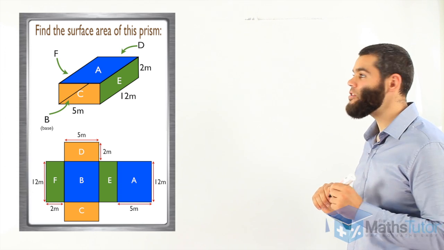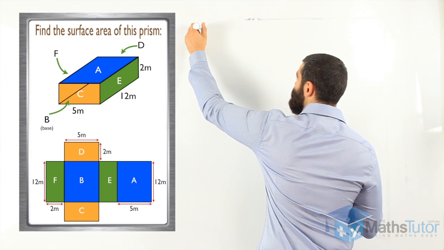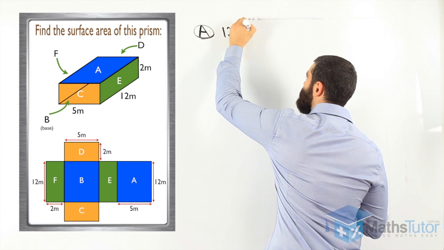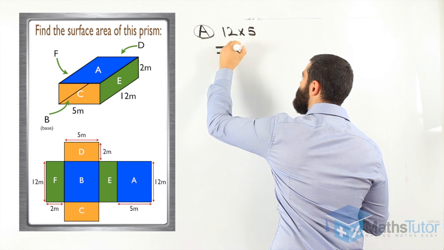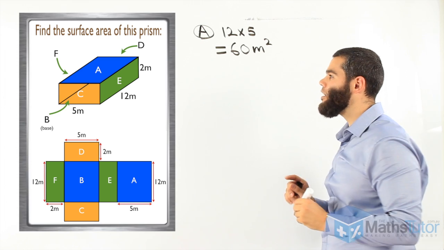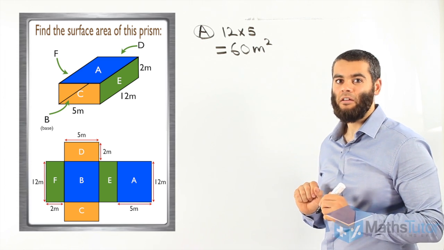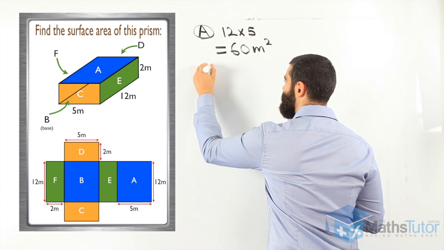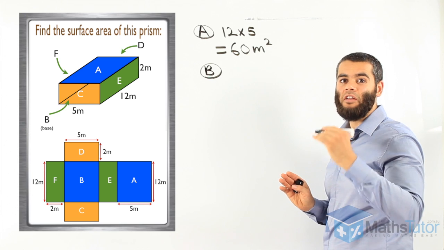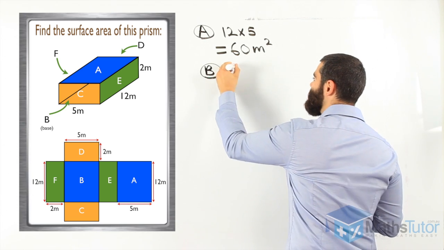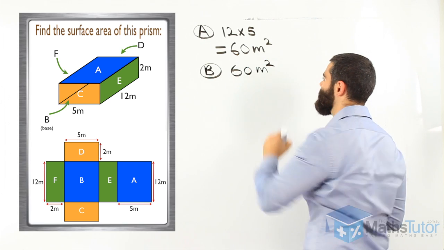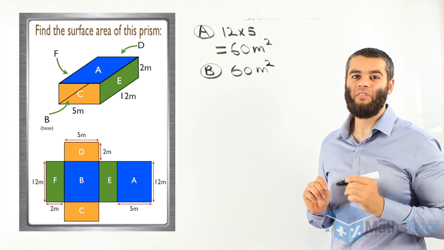We'll start with face A. Face A, we know its measurements are 12 times 5. 12 times 5, 60. Now we know the units are in meters. 60 square meters is the area of face A. That's one done. 5 to go. B. We know B is the same as A. It's totally opposite. It's the opposite side. So all we need to do is 60 as well for face B, because it's the same size as face A.